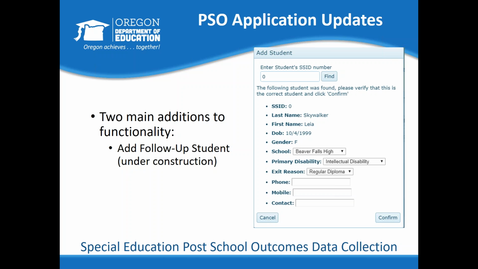There will be an Add Student button at the top of the district's list of schools and at the top of the school student list. Upon clicking the Add Student button, a pop-up box or similar page will ask for the student's SSID. If it's a valid SSID, a student will be returned.